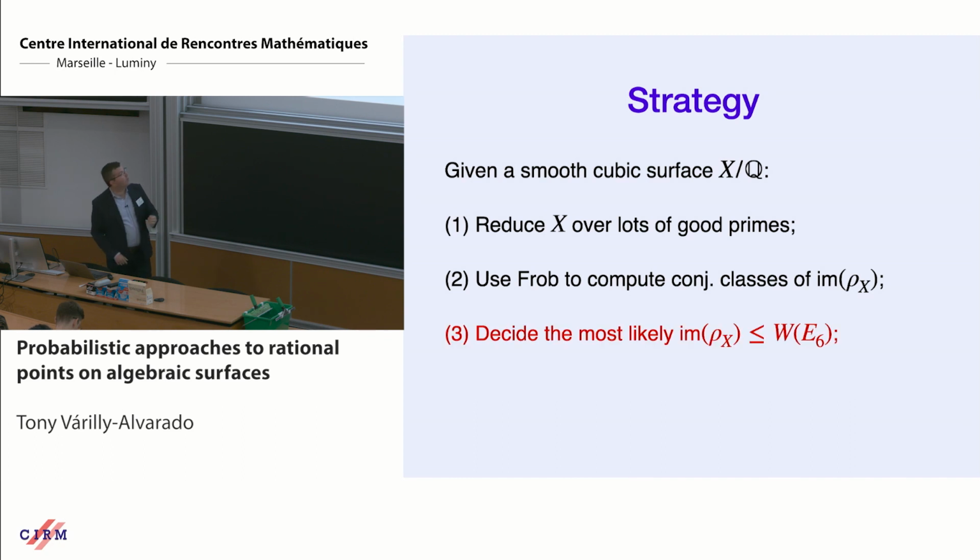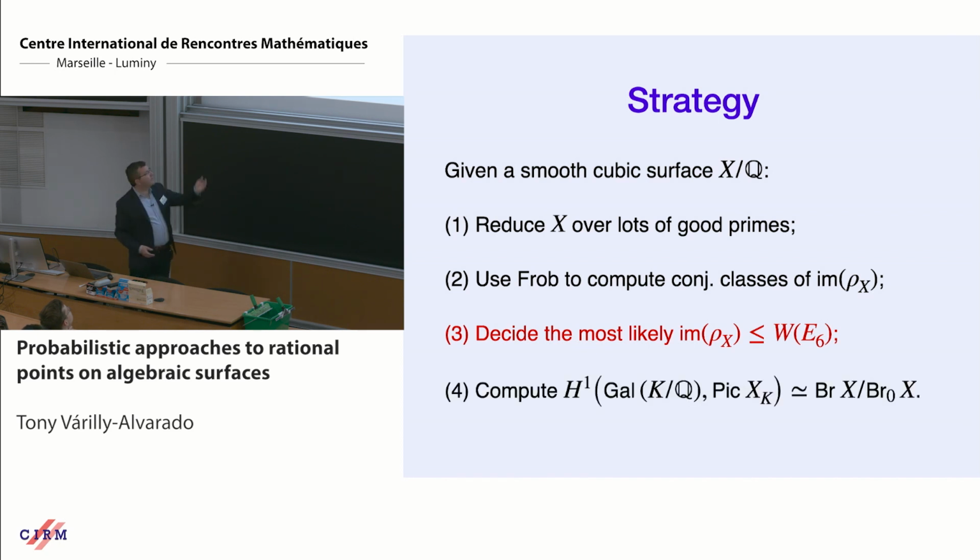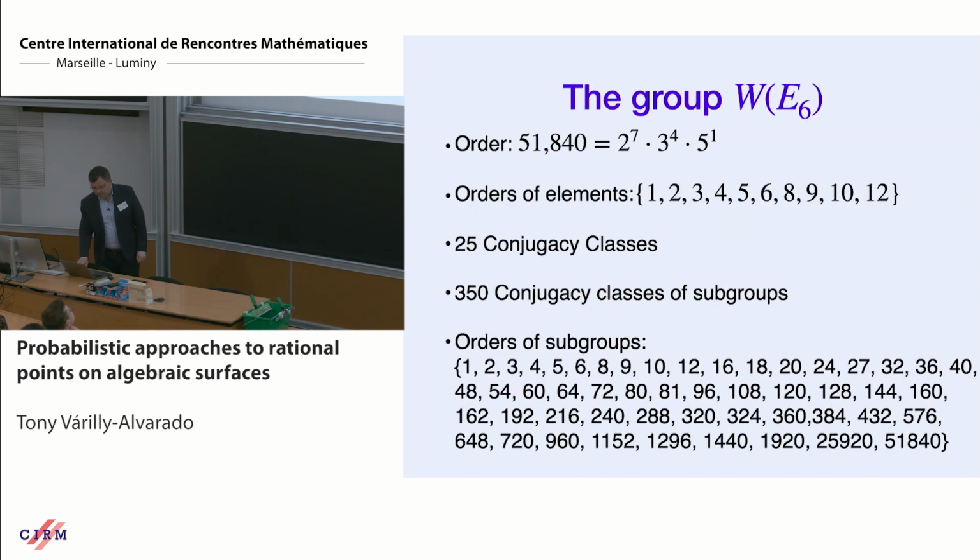So we're going to get lots of these conjugacy classes. And our job, and this is the hard bit, is from that information, to decide what the most likely subgroup of the Weyl group of E6 is for our cubic surface. Once we have that, we can compute this Galois cohomology group. This is one line of code in Magma. So steps 1, 2, and 4 are actually quite easy to do. It's step 3: given the information that you have, how do you pinpoint the subgroup, or at least the conjugacy class of the subgroup that you're looking for.